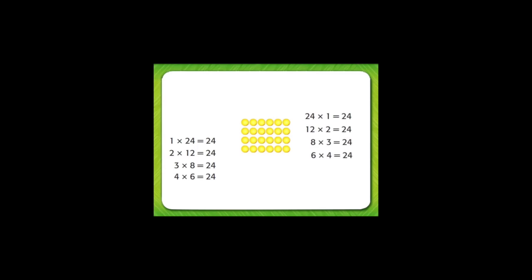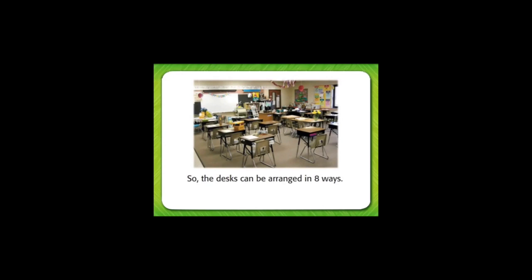So the factors of 24 are 1, 2, 3, 4, 6, 8, 12, and 24. There are 8 factors, so the desks can be arranged in 8 ways.